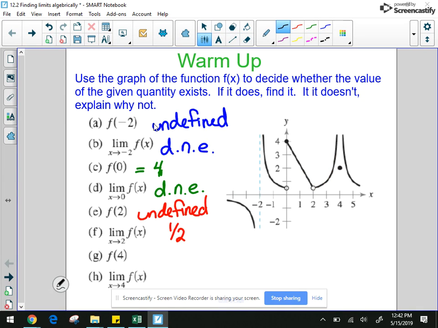Next problem, the value of the function at 4. At 4, if you follow on the x-axis to find 4 and go up, you can see there is a filled-in circle at a y value of 2. So that is the value of the function at x equals 4. And then the last problem from this warm-up, the limit as x approaches 4. As I approach 4 from the left and from the right side, you can see both of those one-sided limits are increasing forever to infinity.